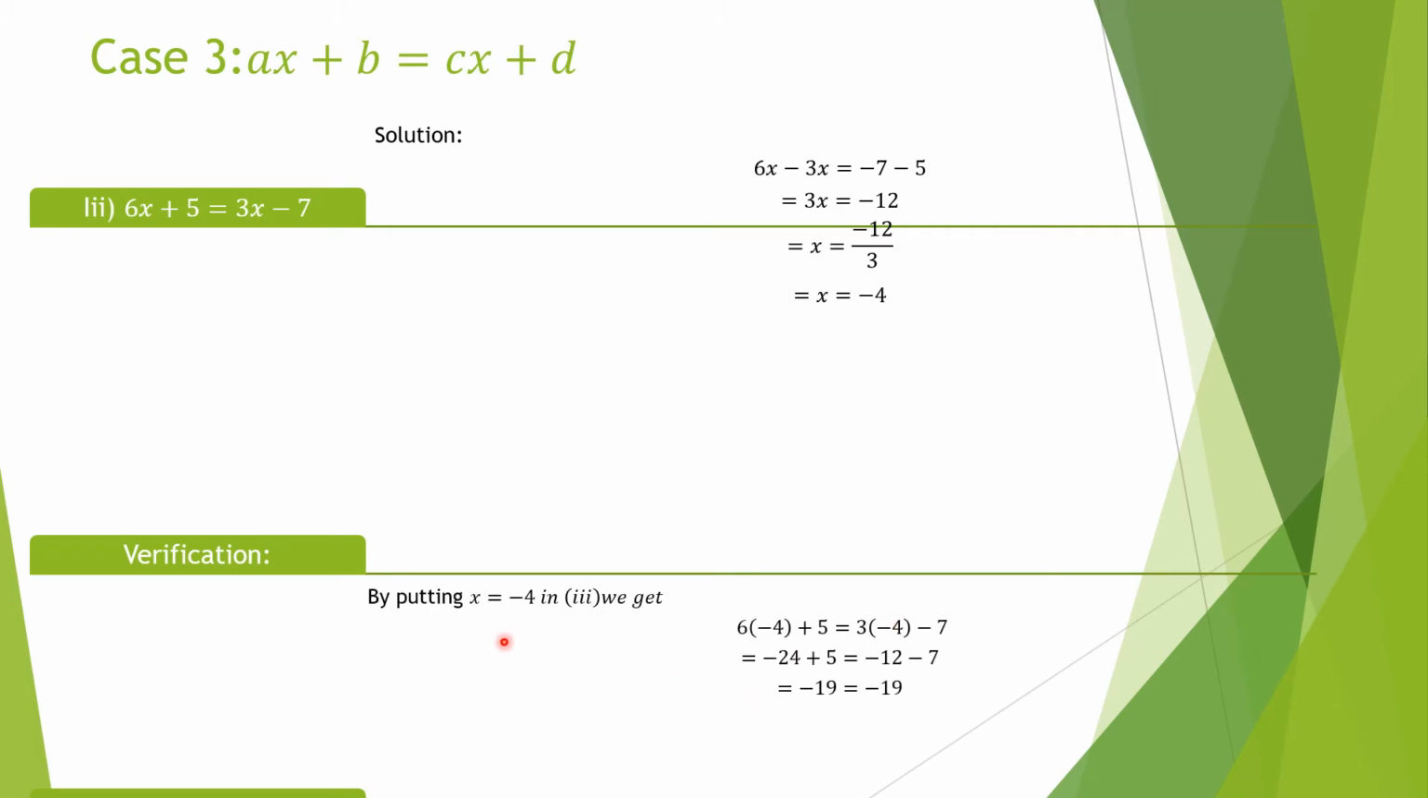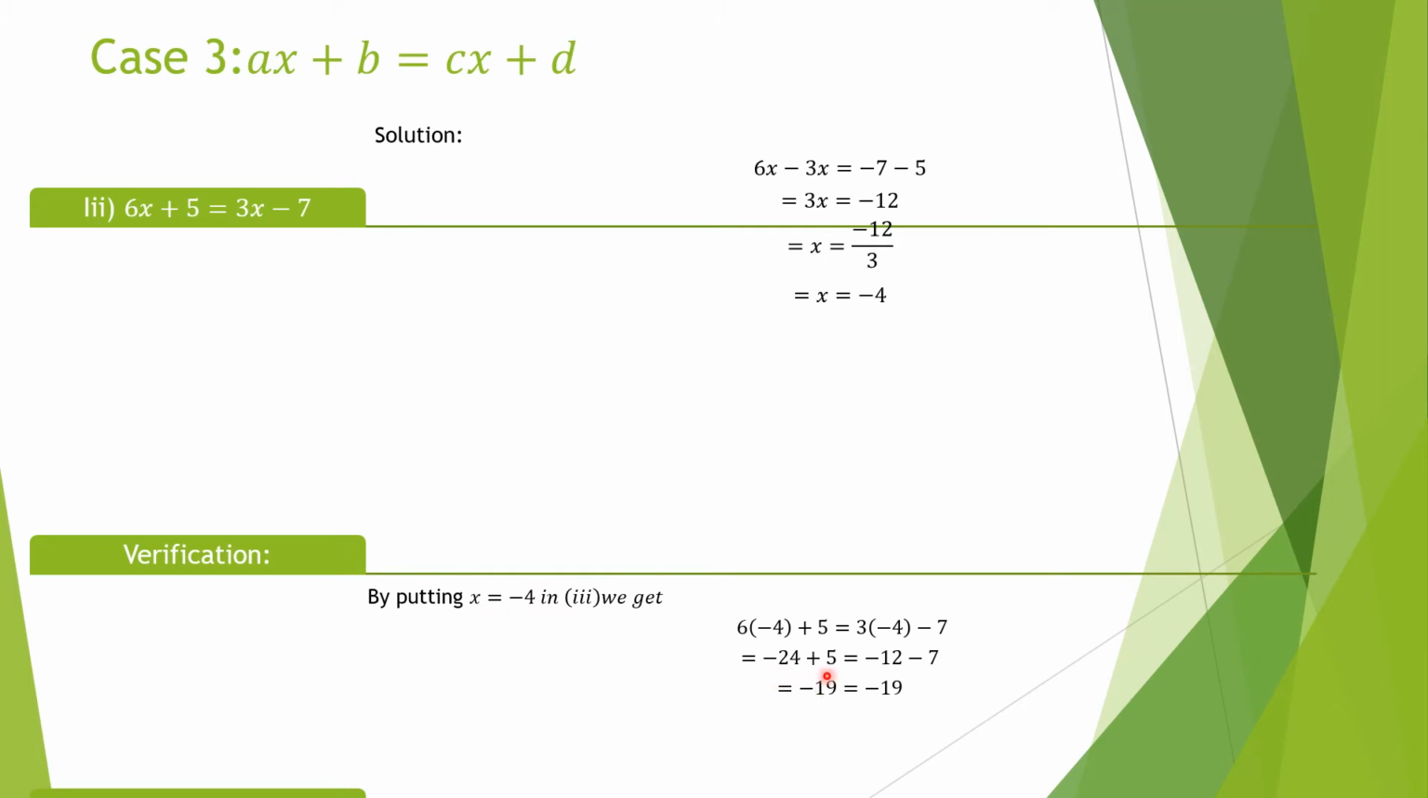Now the verification is by putting the answer, x is equal to minus 4, in the original equation, which is equation number 3. We get 6x means 6 into minus 4 plus 5 is equal to 3x means 3 into minus 4 minus 7. 6 into minus 4 is minus 24. Minus 24 plus 5 is minus 19.